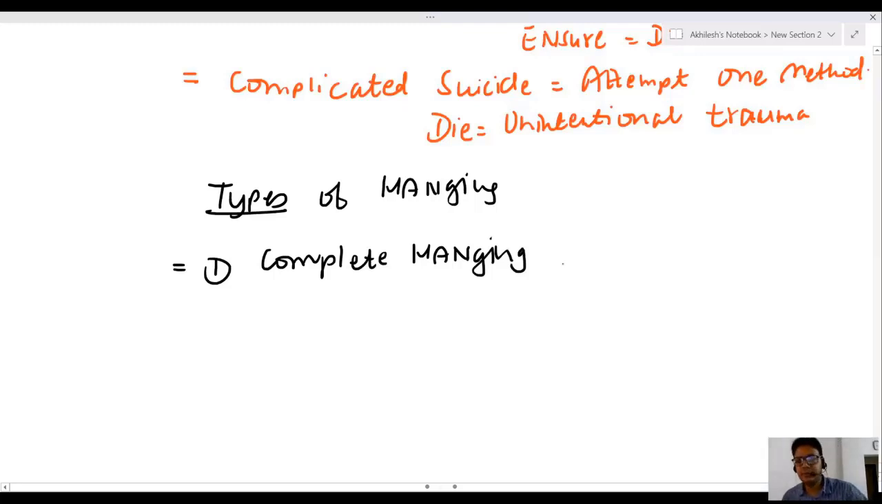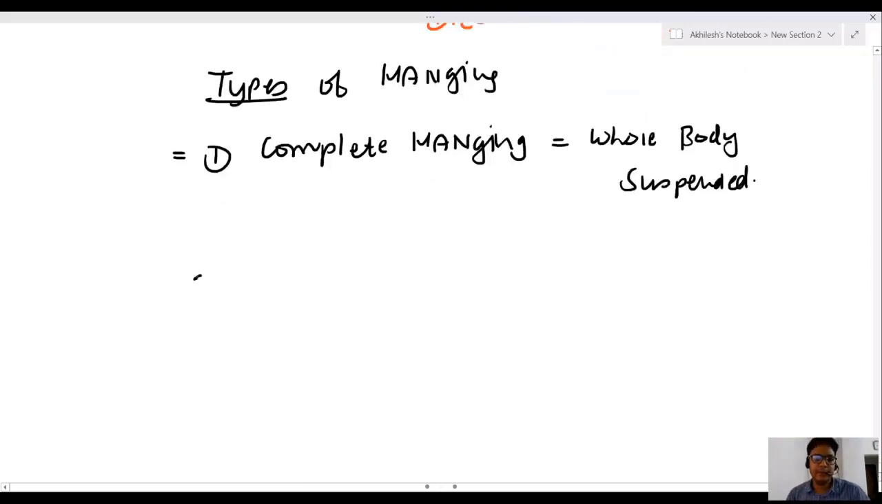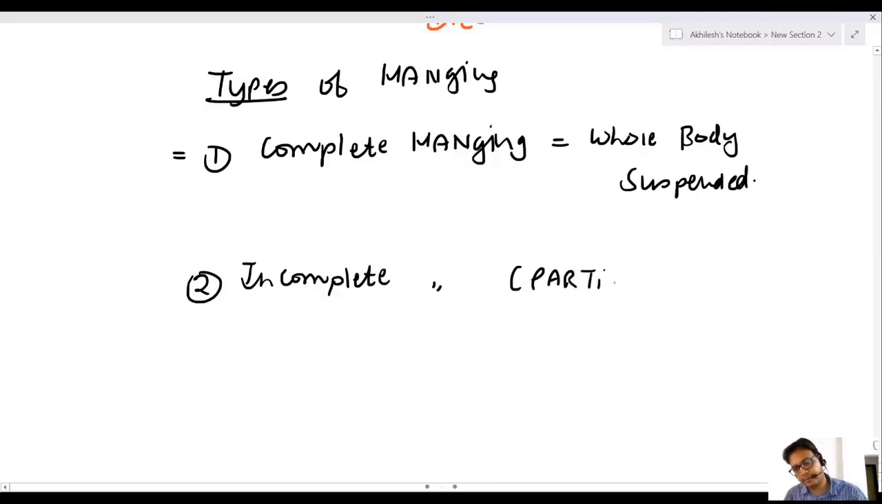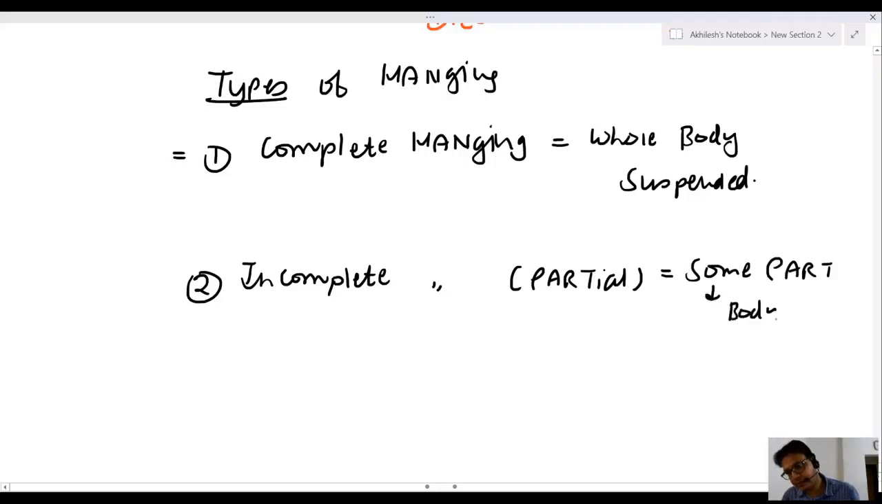Complete hanging: the whole body is suspended. That is complete hanging. Second is incomplete hanging, also known as partial hanging. In partial hanging, some part of the body is touching the ground. This is partial hanging or incomplete hanging.